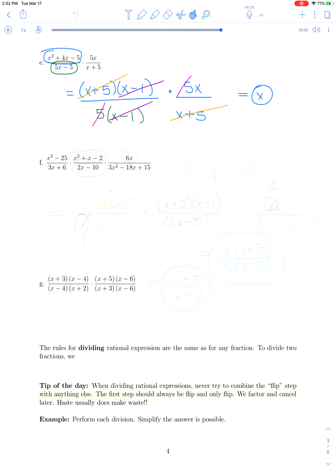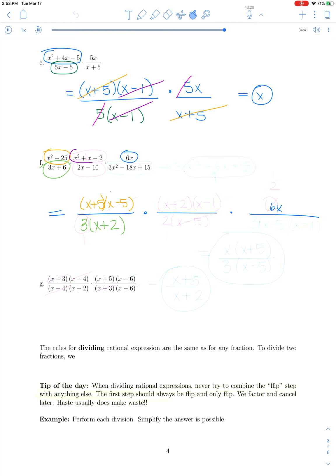Moving along to F, it's just even more factoring as we go along. So this is going to be always the key, remembering how to factor. The only piece that can't be factored is the 6x because it's just one term. There's no pluses or minuses, so there's no way to factor that. We don't even need to worry about that one. But the numerator of the first fraction is a difference of two squares. It can be factored as x plus 5 and x minus 5. The denominator of the first fraction, we can factor out a 3, which will leave us with x plus 2.